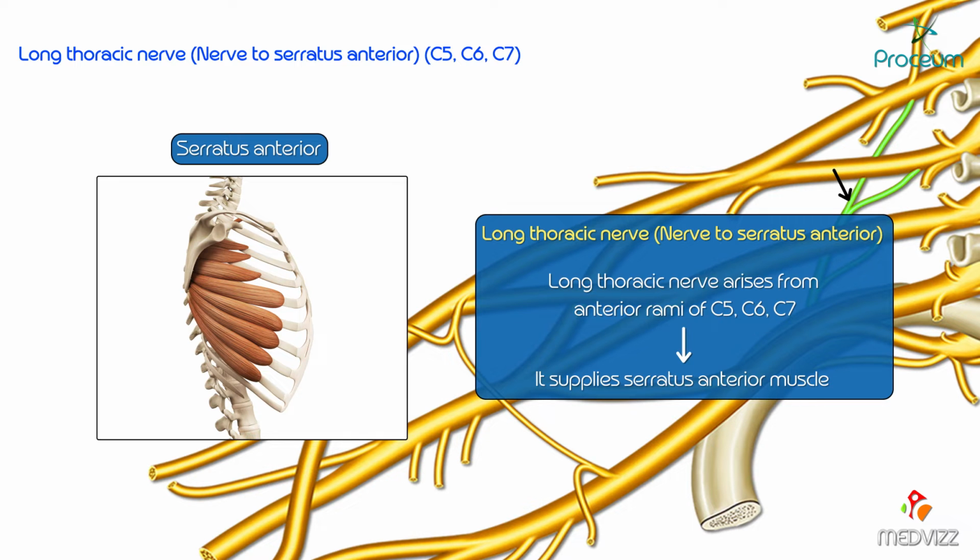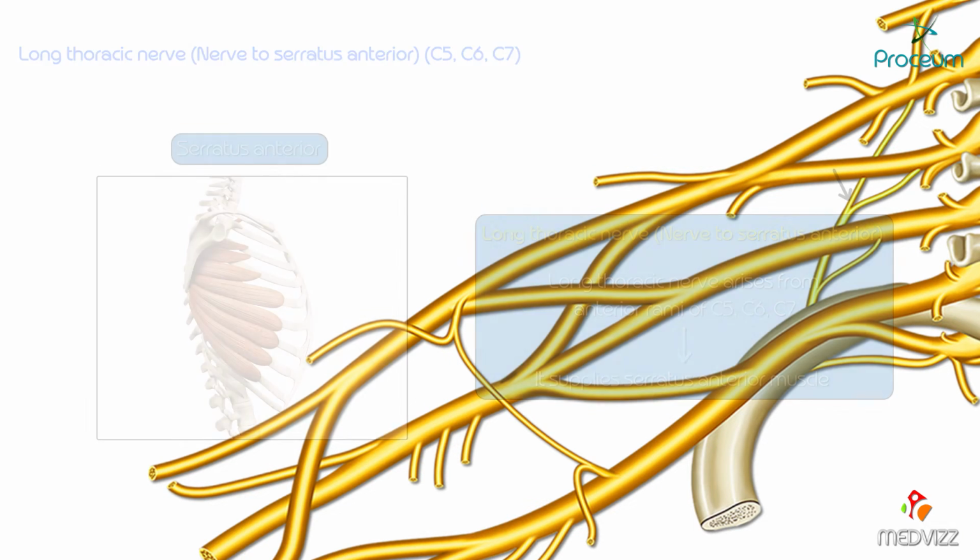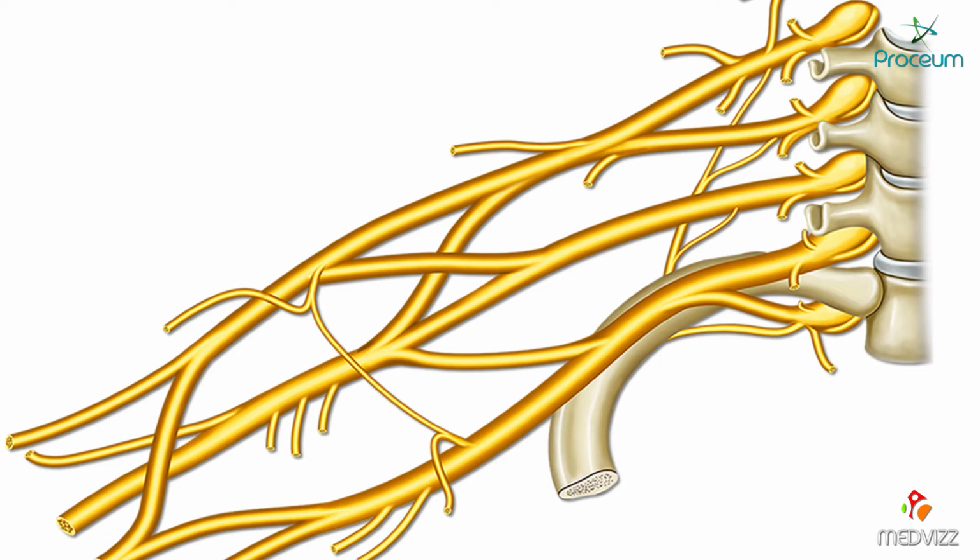So these are the branches which are given off by the roots. Next is branches of trunks. Branches of the trunk mainly arise from the upper trunk of the brachial plexus, because the middle trunk and lower trunk do not give any branches. So the branches arising from the superior or upper trunk of the brachial plexus are the suprascapular nerve and the nerve to subclavius.